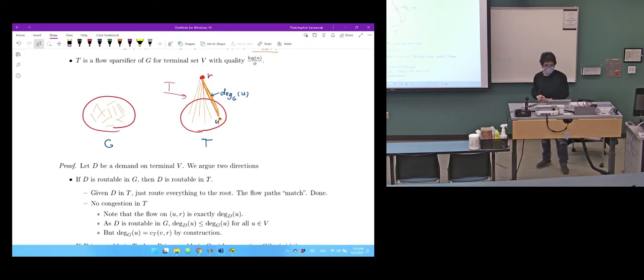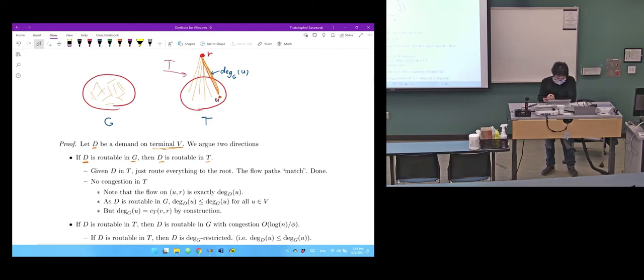It's not hard to prove actually, so let's prove it. Let's look at some demand graph on terminals V, which is just some demand between vertices in G. Okay. So what we need to prove is two directions. One is just to say that if this demand is routable in G, then it's routable in T with no congestion too. And so how to do that?